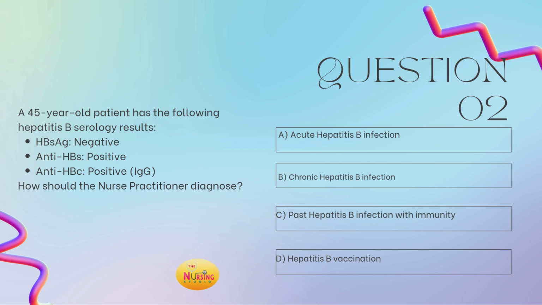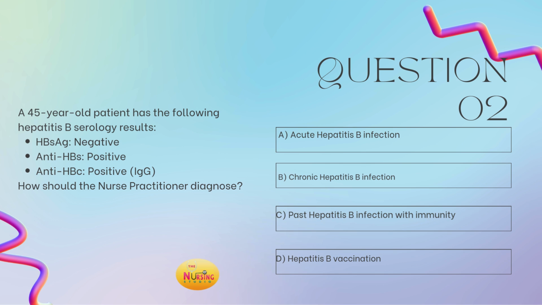So the stem of the question here says, how should the nurse practitioner diagnose? Again, looking at the serology. So the surface antigen is negative. The anti-HBs is positive. So, okay, the surface antigen being negative lets us know that they don't currently have the infection, right? But the antibody is positive. So they have antibodies from some form, right? For some reason, either they've been vaccinated and that's why they have immunity, or they have had the infection and that's why they have immunity, right?